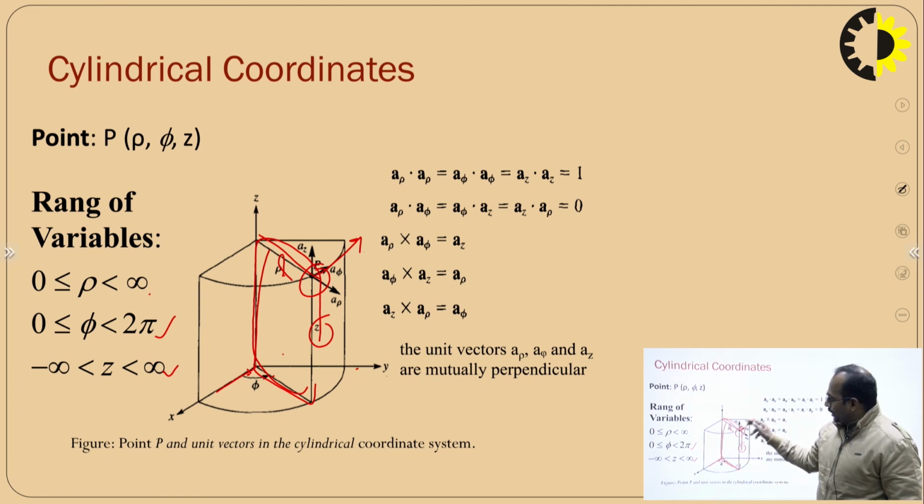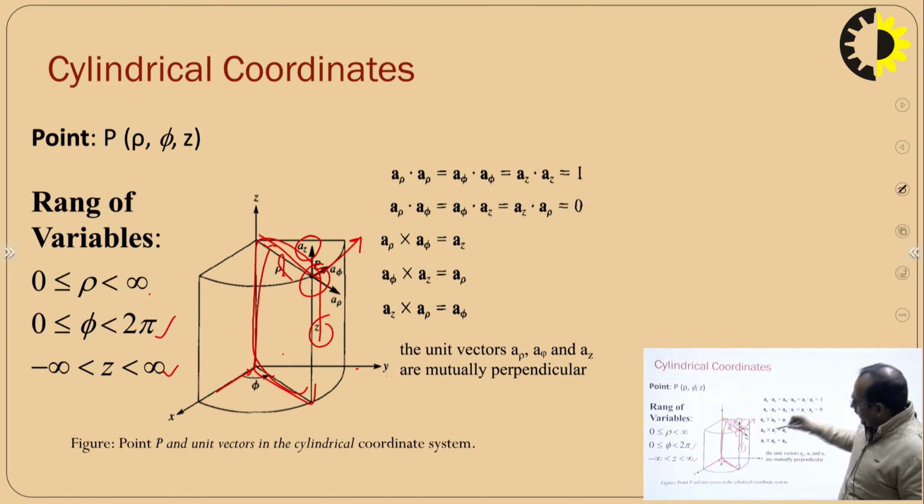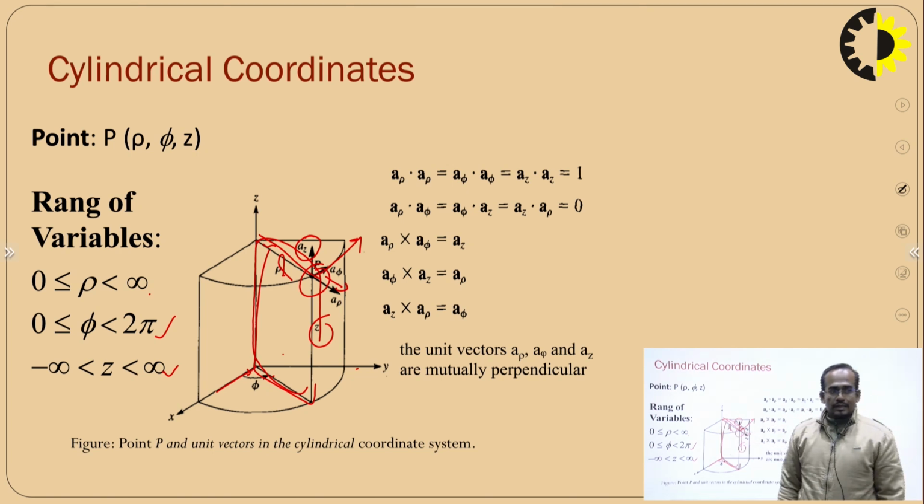Now, what will be the direction of z? The direction of z is increasing in the upward direction. So we will consider the unit vector in the positive z direction. And what about rho? Rho is increasing in this direction. You can vary the radius from 0 to infinity, so the direction of a rho will be outward. So this is the method.